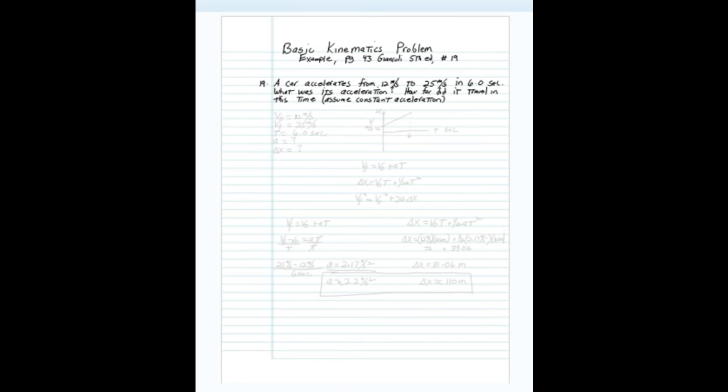Okay, so this is a basic intro kinematics problem example, and it's from the textbook Giancoli 5th edition. It says a car accelerates from 12 meters per second to 25 meters per second in 6.0 seconds. What was its acceleration? How far did it travel in this time? And assume a constant acceleration.